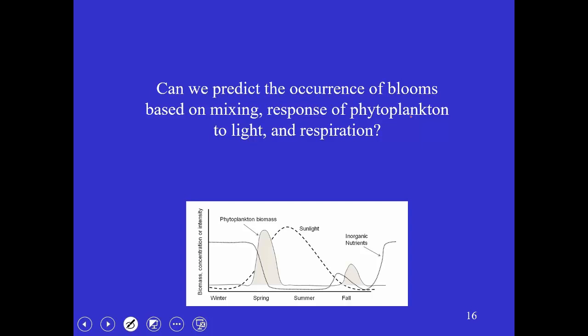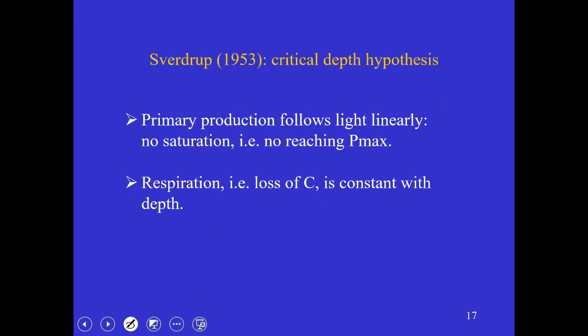So that's what's happening in the spring. So what does all this have to do with blooms? And can we use that to predict when the bloom actually occurs? Well, the guy who came up with this idea and first had a credible explanation for why blooms occur was Harold Sverdrup.